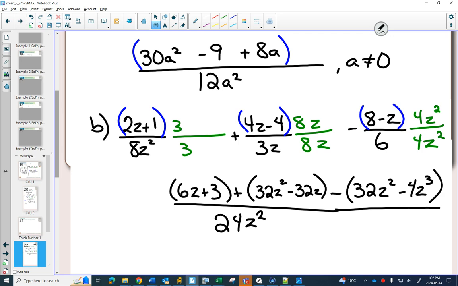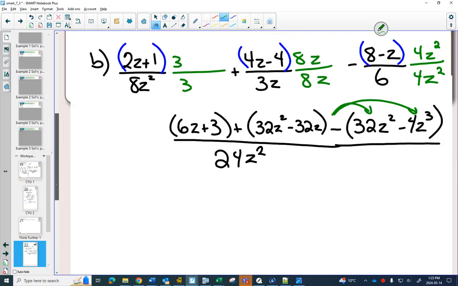Now I kept them in brackets just so that I could see that I did all 3 of them separately, but it's also extremely important with the brackets when you're subtracting. Okay? When you're adding, the brackets actually don't matter. But when you're subtracting, this negative is going to go to both of those. You see that you have some like terms.